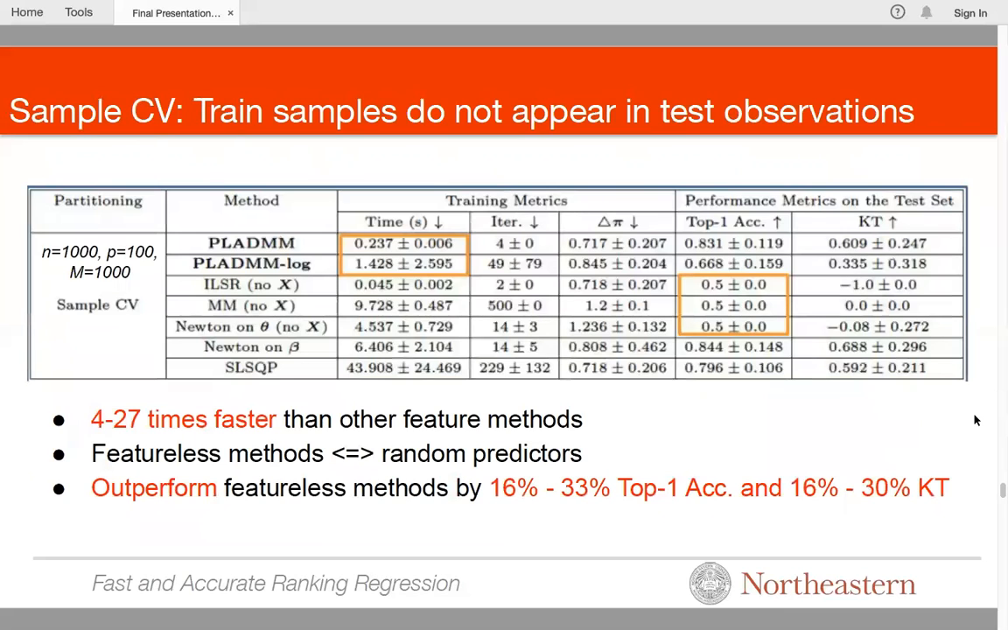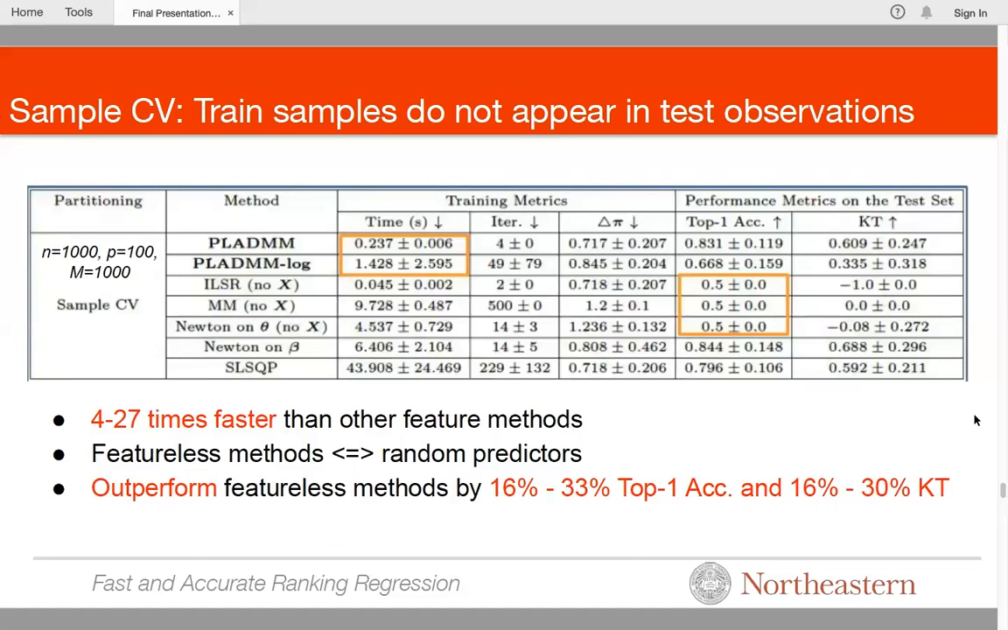So when we do predictions, we partition the dataset into train and test in two ways. The first setting is sample seeding, where we partition the samples, in which case the training samples do not appear in the test ranking observation. Here PL-ADMM is the algorithm we just talked about, and PL-ADMM log is the case when we have logistic parameterization.